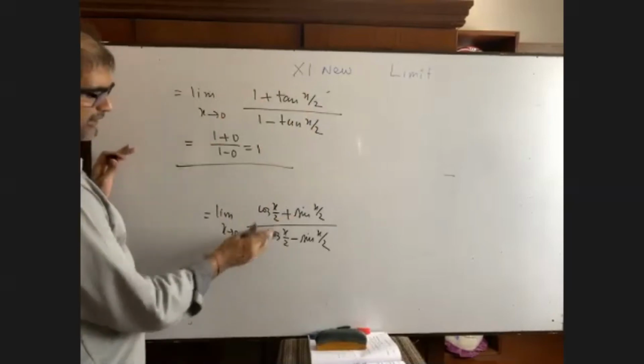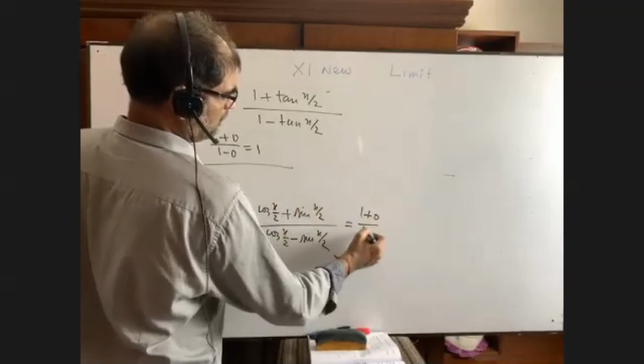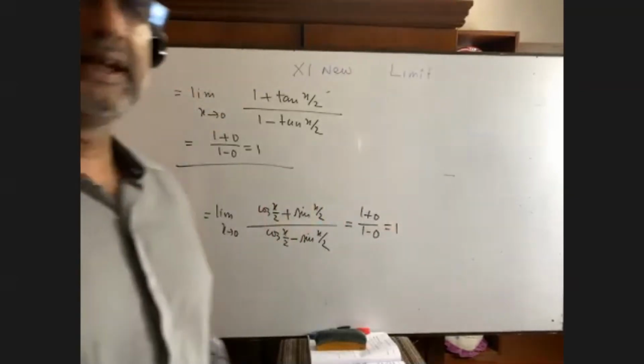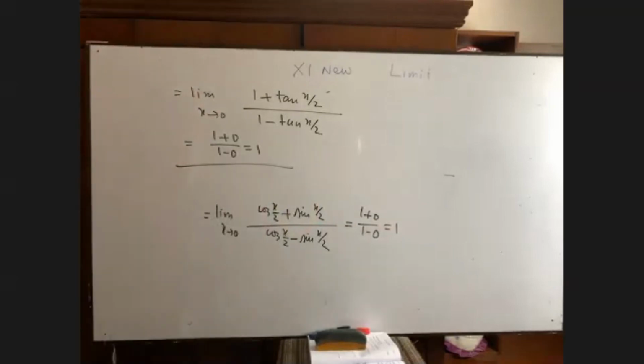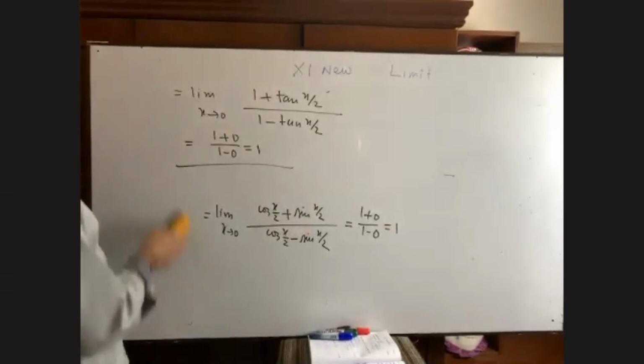Even we could put the value here. If we put the value here, 1 plus 0, then 1 minus 0. Everywhere we are getting the same value. Am I right? Okay, so it is done.